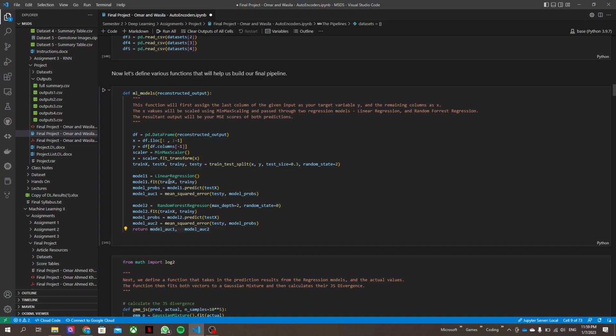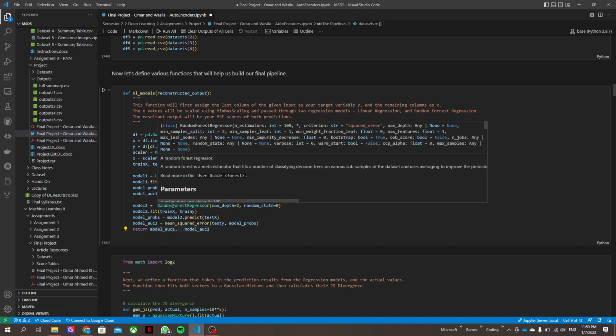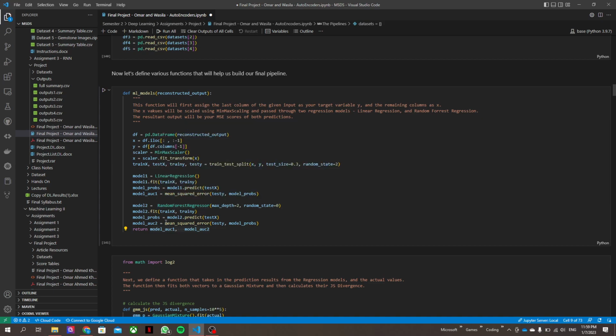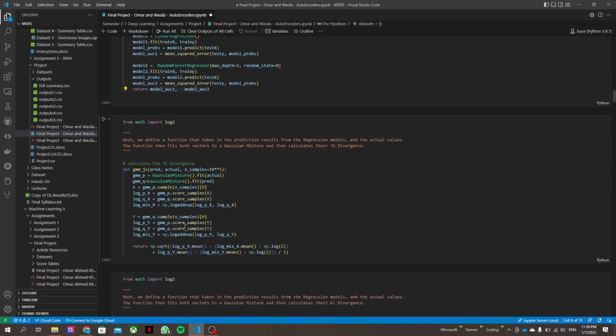Pass it through a linear regressor, find out the mean square error as the model AUC1, and then pass that same train test split data through a random forest regressor, find out the mean square error for this, and return both error values as the output of the function.